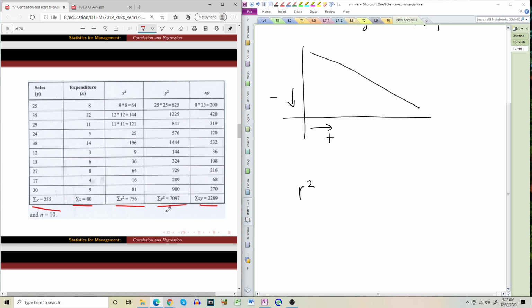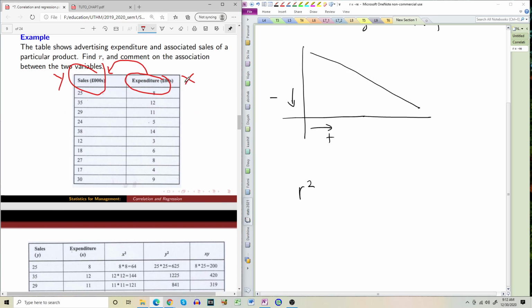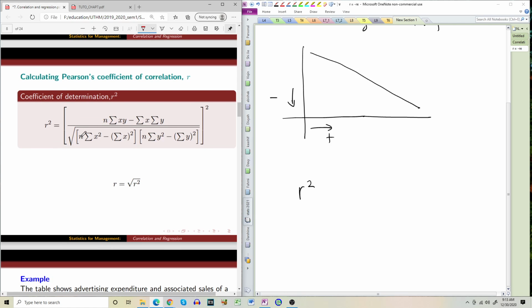Take the summation. Your n is the number of rows, the number of pairs of data. How many pairs of data are there? 1, 2, 3. This is your X. This is the number of data: 1, 2, 3, 4, 5, 6, 7, 8, 9, 10. So n equals 10 in the formula. Your n is 10 here.